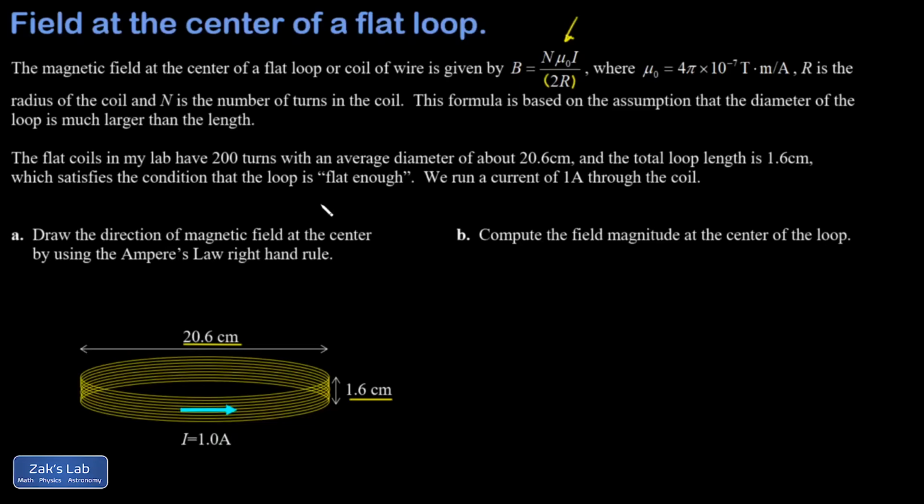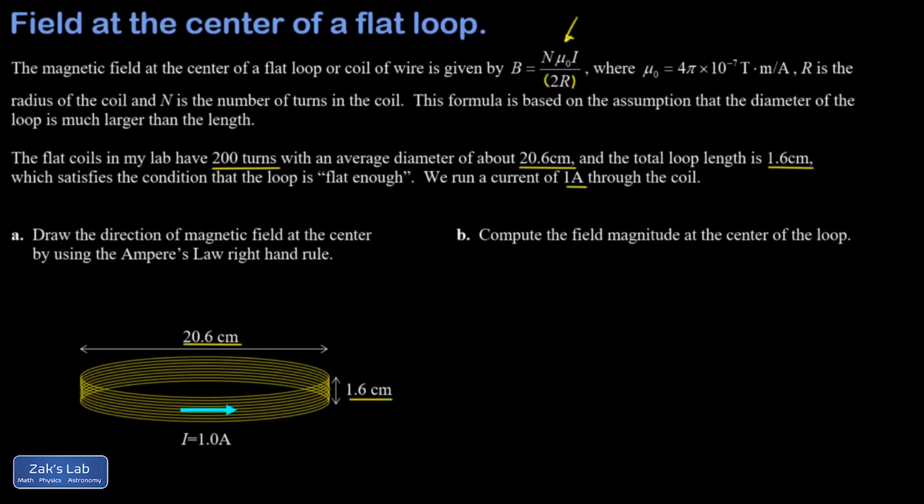With any luck, I'll be able to actually test these in the lab very soon and hopefully attach that to this video. The coils in my lab have 200 turns. The average diameter is 20.6 centimeters, and the length of the loop, again, is 1.6 centimeters. And we're going to test these with 1 amp of current running through them, and hopefully put a Hall probe at the center point of the loop and obtain a magnetic field that agrees with what we calculate first.